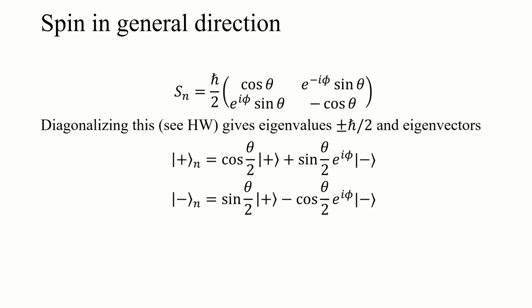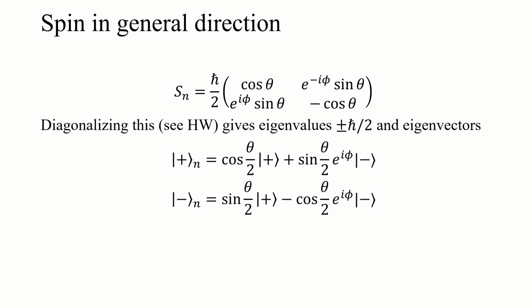For homework, one of the things I'm going to give you is to diagonalize this matrix, or this operator. When you do so, you're going to get some results. The first result is that the eigenvalues of this operator are plus or minus h bar over 2, kind of like we'd expect.